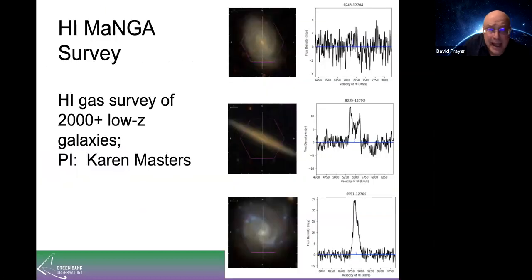The H1 survey, MaNGA, 2,000 low-z galaxies. H1 is always good to do. If you look at an edge-on galaxy, you can see these double horn profiles, because you get the part of the disk going away from you and coming towards you. If you look at something face on, it will look narrower and tend to be Gaussian, because you're just seeing the velocity dispersion through the disk.